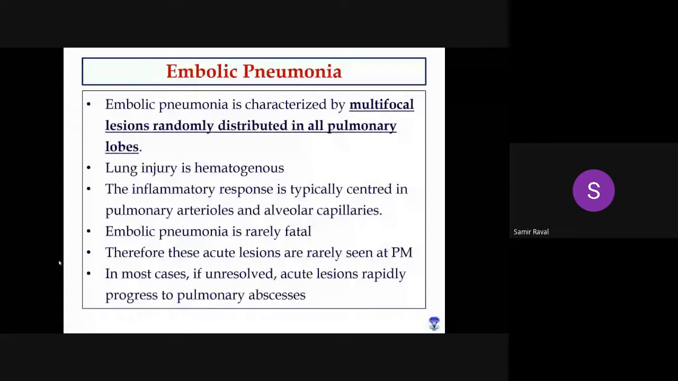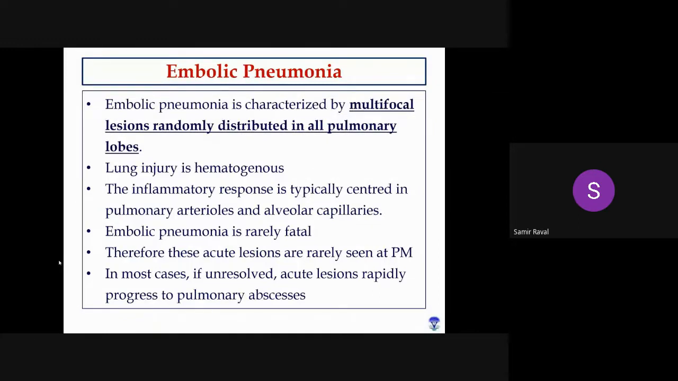Okay, so here what happened? Actually, the pathogens enter into the lungs through circulation. So the majority of these pneumonia spots are present around the arterioles and capillaries, right? So mostly they are present around the blood vessels. Another important thing, embolic pneumonias are rarely fatal. They are not responsible for death of the animals, right?